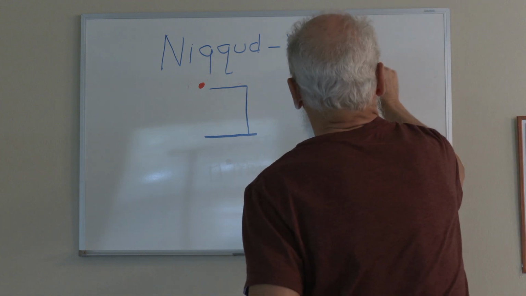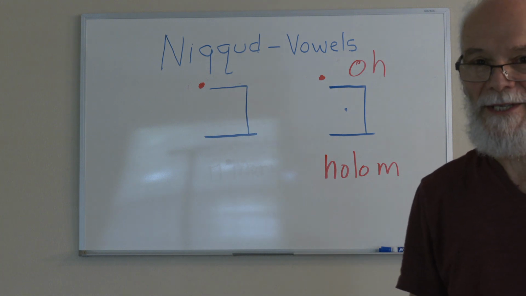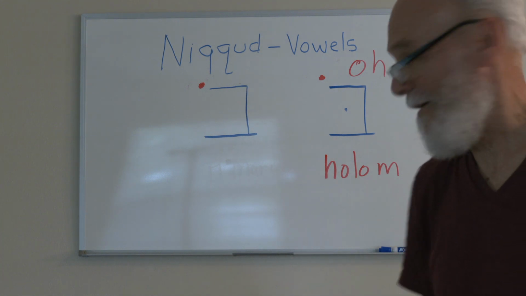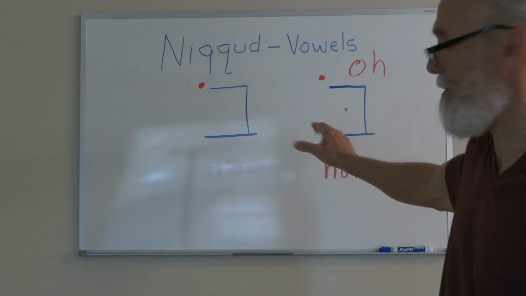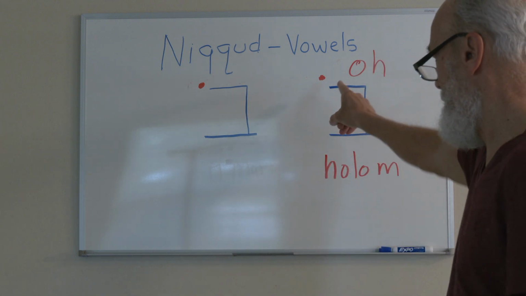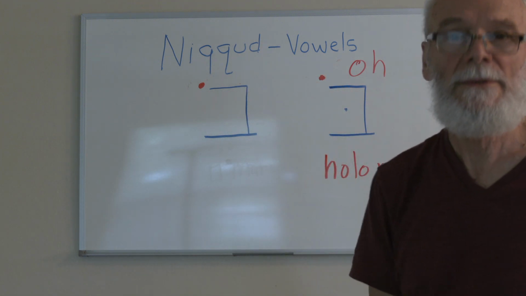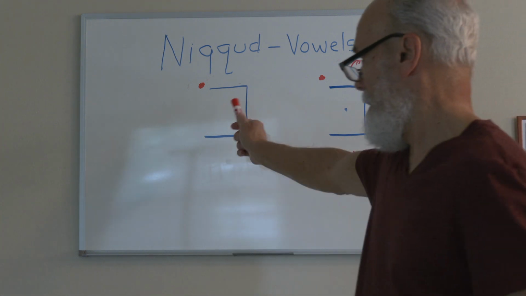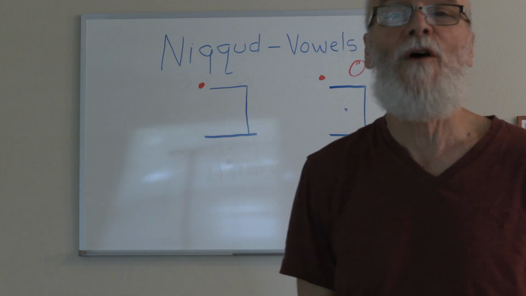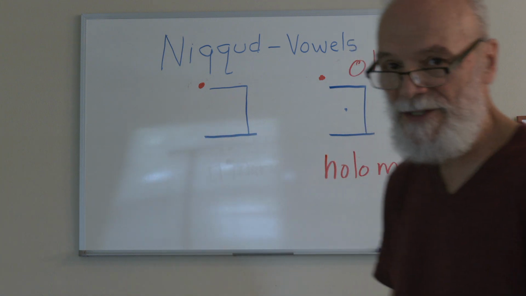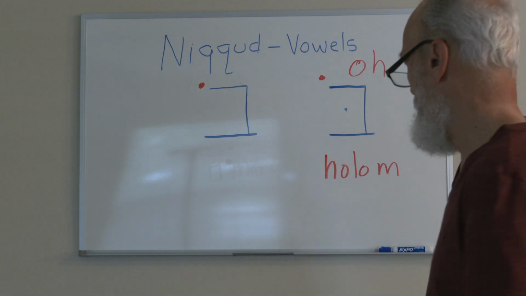And that makes an O sound. Okay, hope you can see that. That makes an O sound. So what you have here, when you see the bet with the dagesh, ba, and the holam, O, you have bo. Again, the bet without the dagesh, a va sound, and you have vo. And this is the vowel holam.